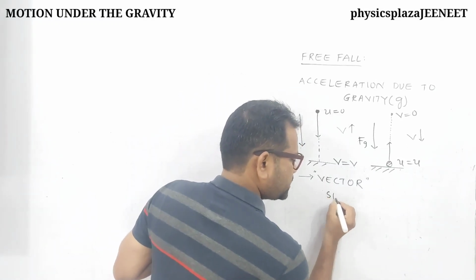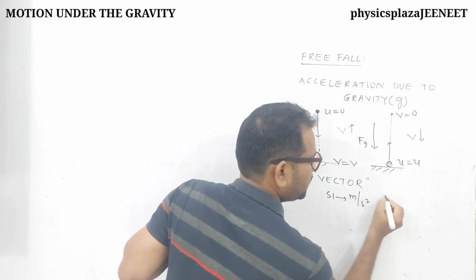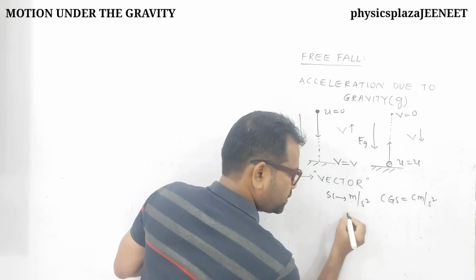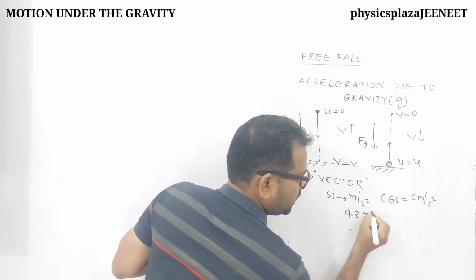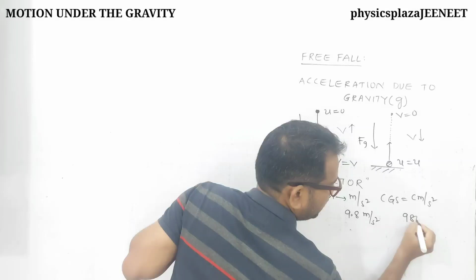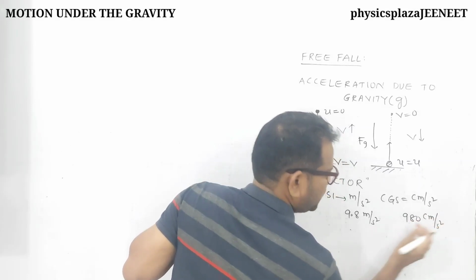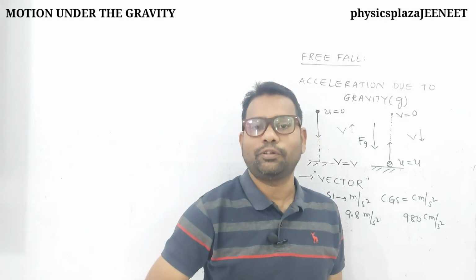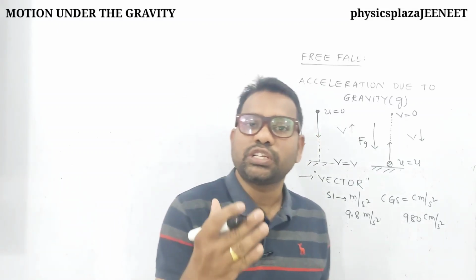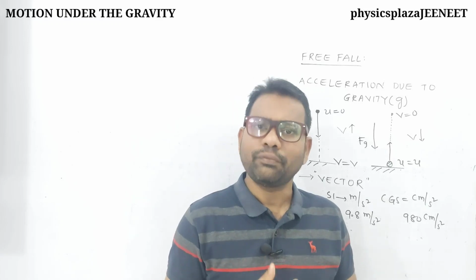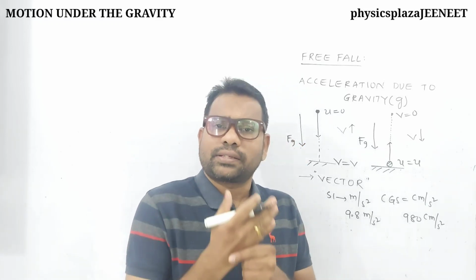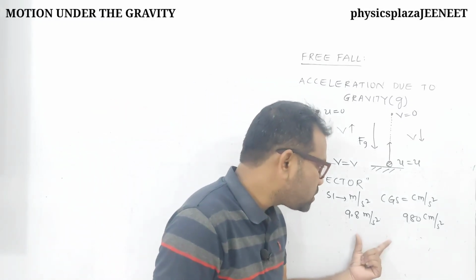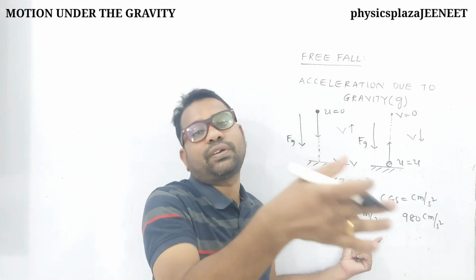Children, its SI unit is meter per second square and the CGS unit is centimeter per second square. In the SI system, its value is 9.8 meter per second square. In the CGS system, 980 centimeter per second square. Children, these are average values, not exact values. Why am I saying average value, why not exact value? Because acceleration due to gravity changes from place to place. We also studied that acceleration due to gravity is maximum at the poles, minimum at the equator. But whatever values we take for our calculation purposes are the average values.